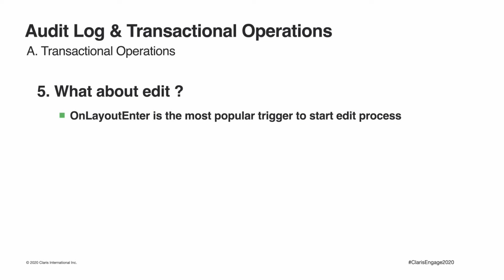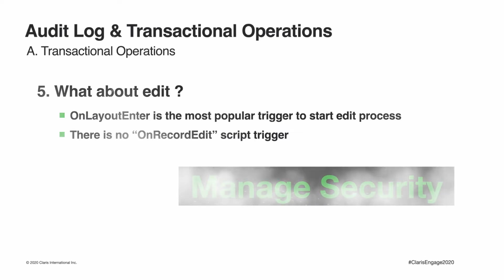So, it comes down to a script trigger that doesn't exist. There is no on-record edit script trigger. How would you replicate this behavior in FileMaker with the ability to create a batch of edits and user selects when to save or cancel? This behavior is possible in FileMaker using Managed Security.